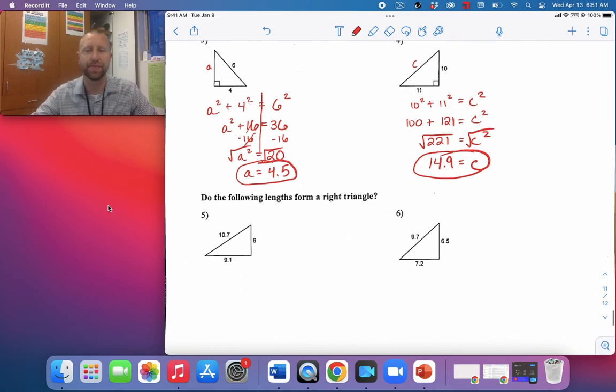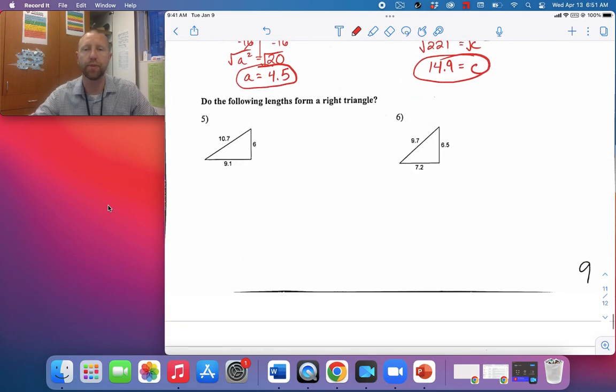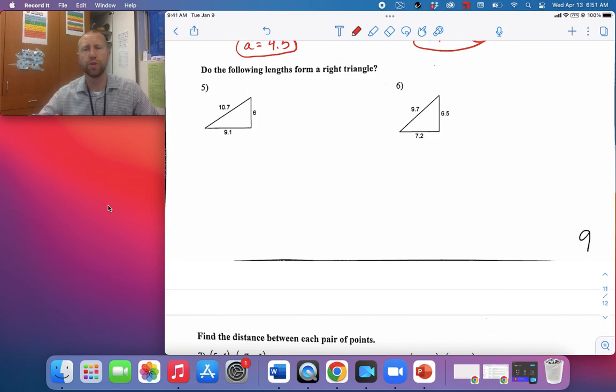All right. For number 5 and 6, we're trying to see if these form a right triangle. Now, if they form a right triangle, then the Pythagorean theorem will work. If they are not a right triangle, the Pythagorean theorem will not work. The Pythagorean theorem only works for right triangles.